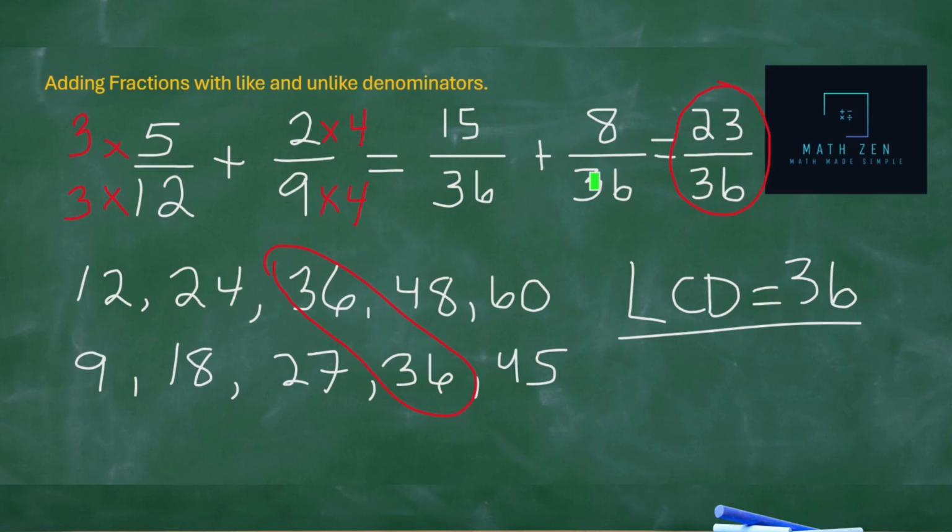At this point, once you have your like denominators, all you have to do is add your numerators. So 15 plus 8 is 23. So your added fractions here are 23/36. I know that was a lot and it is going to take some practice, but you can watch this video as many times as you need to get it right.